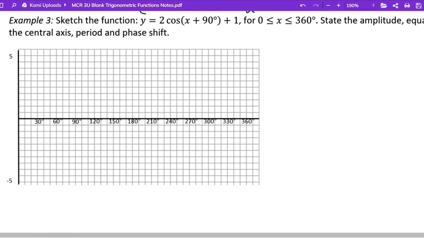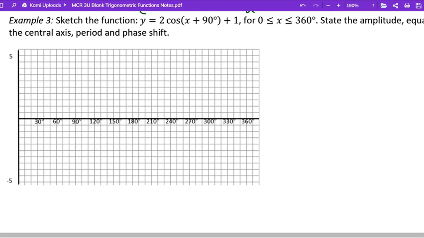Let's do a question. Sketch the function y equals cos(x plus 90) plus 1 for 0 to 360. So here I am restricting what you draw. You will not draw a continuous function forever and ever, and you will not include any arrows. State the amplitude, equation of the central axis, period, and phase shift.